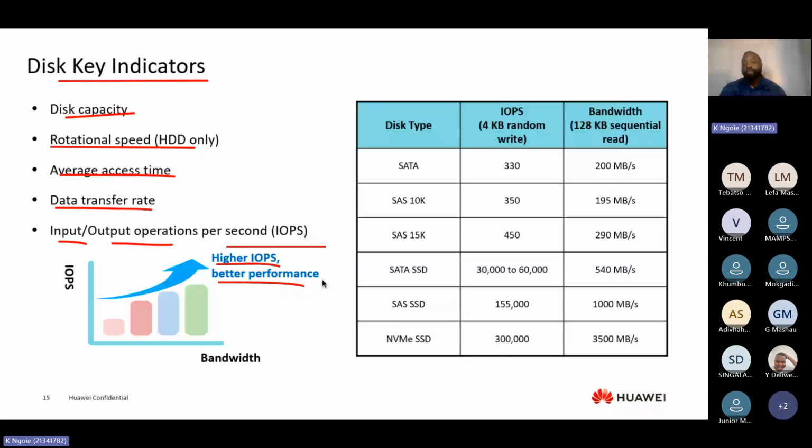So now we have certain disk types. For example, you have the SATA disk type. So this one has the IOPS of 320, the bandwidth of 200.